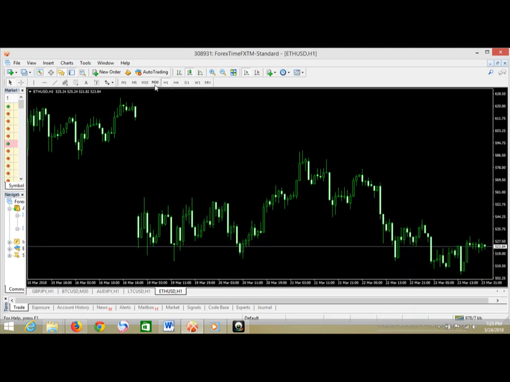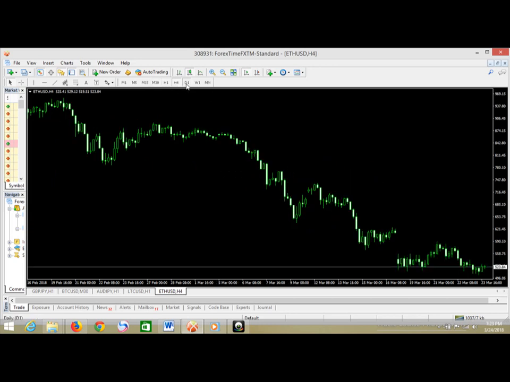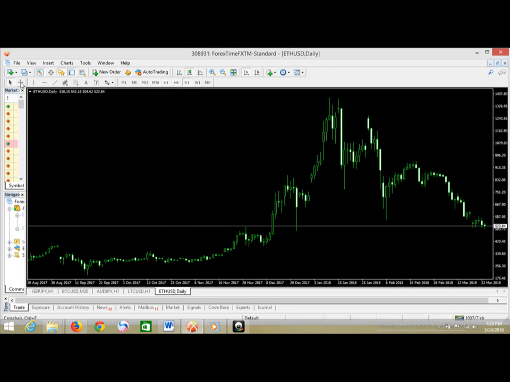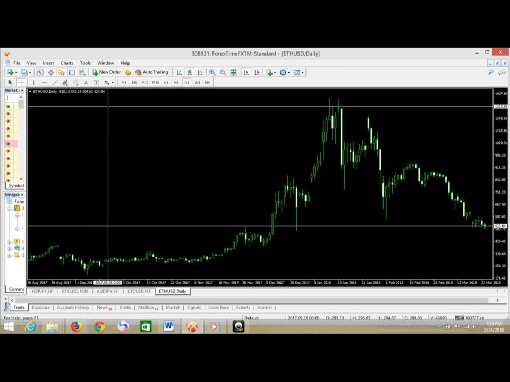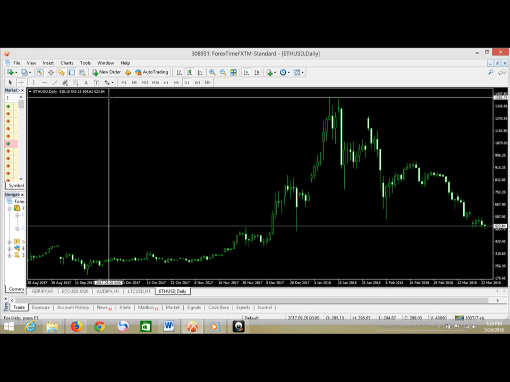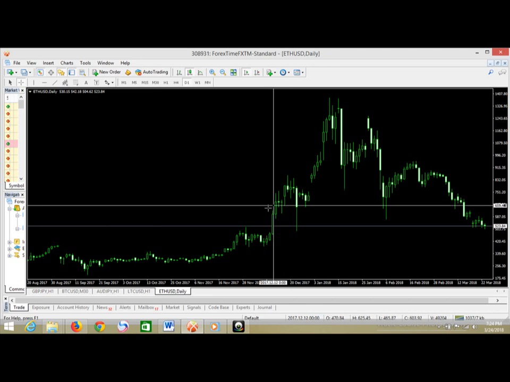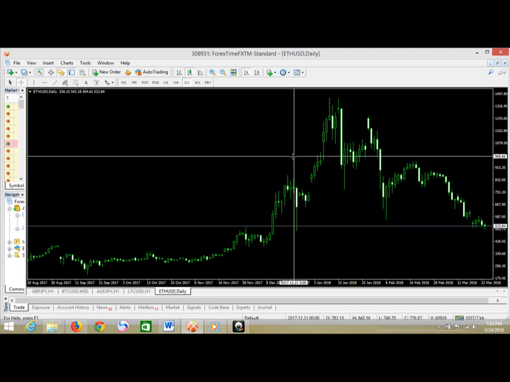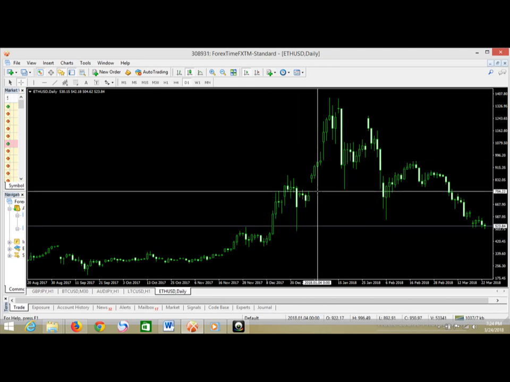When the crypto market was going down, a lot of people were making profit by selling, because the price of Ethereum went up to 1,300, even 1,400, and started selling. At this level, it formed a pattern. We call it head and shoulders. You can see at this point a lot of people are selling.